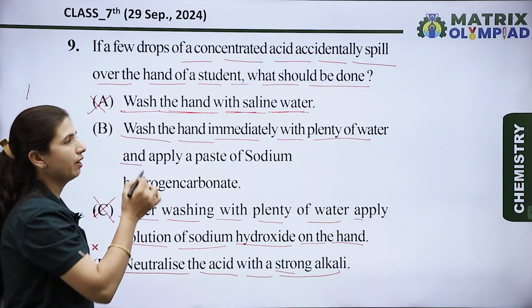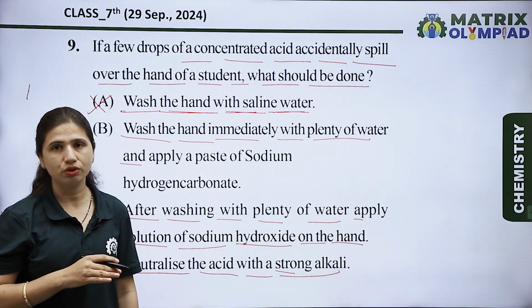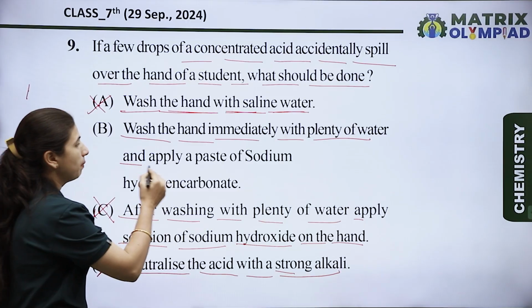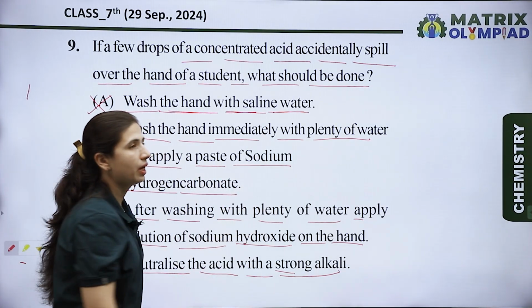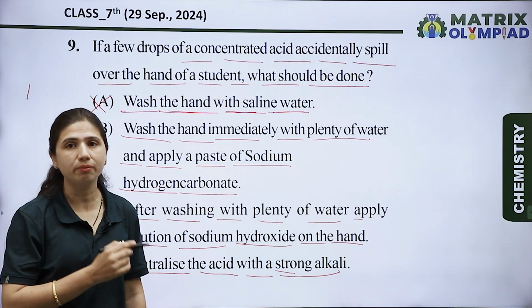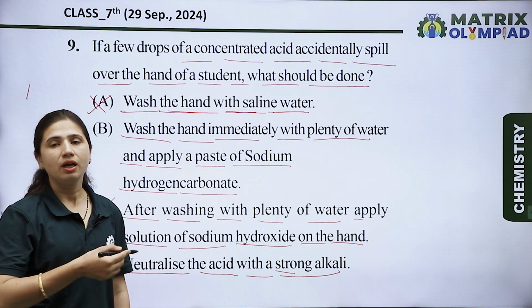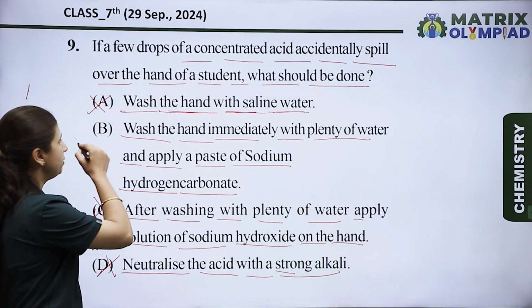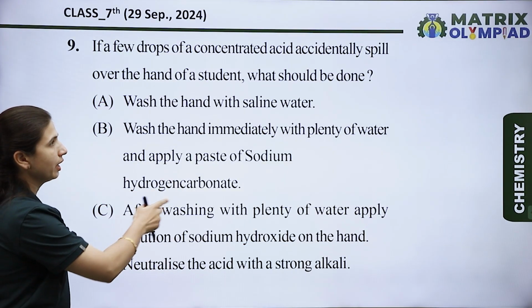If we wash the hand with plenty of water, firstly it decreases the concentration of acid, and then we apply a paste of sodium hydrogen carbonate. Sodium hydrogen carbonate is basic in nature, but it is a mild base, so we can easily use this base to neutralize the acid. So option B is the right option for this question. Now let's see the next question.